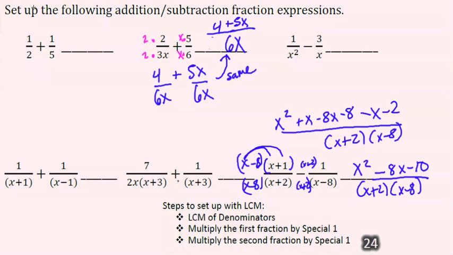Remember to set up two fractions added or subtracted to each other with the least common multiple. You want to find the least common multiple of the denominators. You want to multiply the first fraction by special 1. We'll say that this right here is special 1. The x minus 8 over x minus 8. That's a special 1. That's a unity fraction.